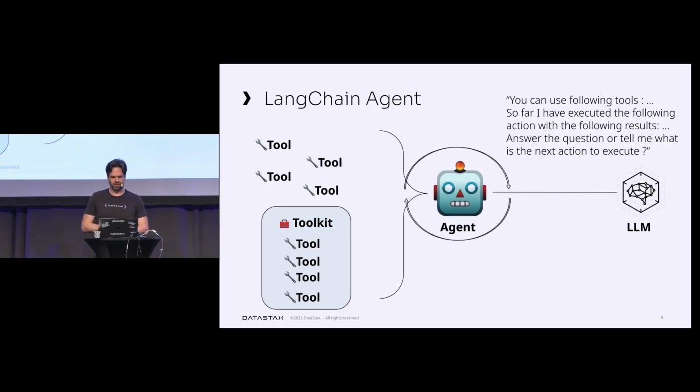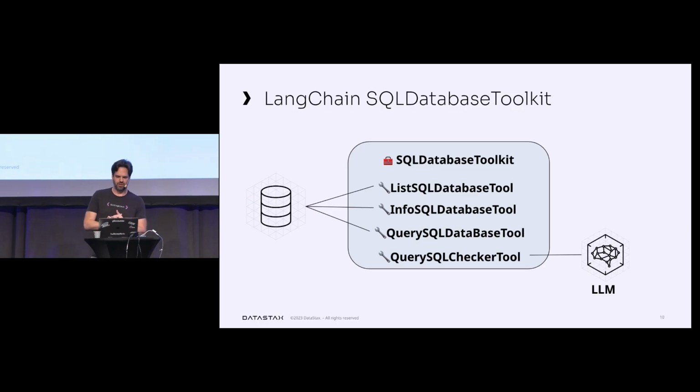So there are a lot of tools available in LangChain. The one that will be interesting for our use case with SQL is the SQL Database Toolkit. It's a bundle of tools: list SQL database tool, info, query, and SQL checker. The list SQL database tool will return all the available tables in the database. Info is used to get the schema for given tables. Query SQL is used to execute the query on the database and get the result.